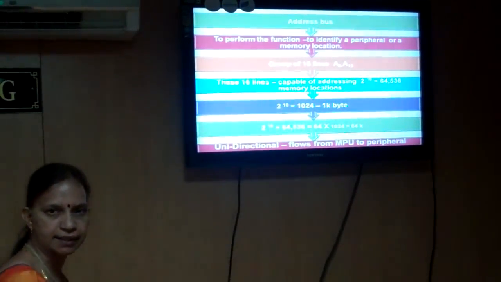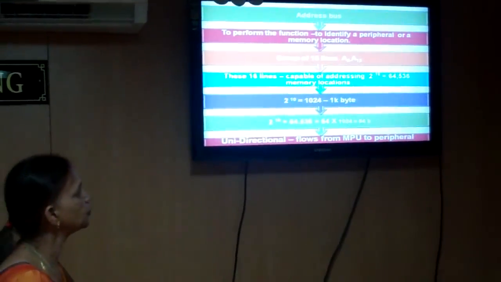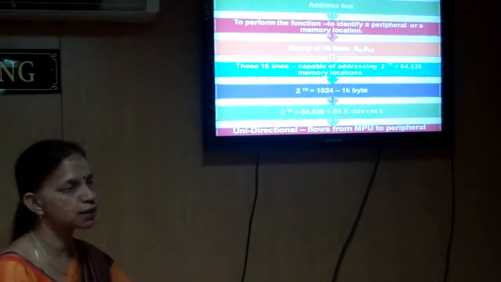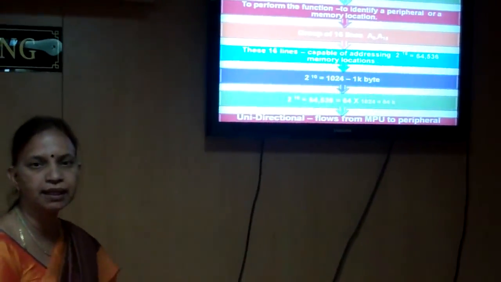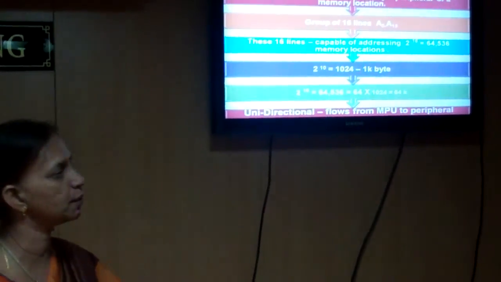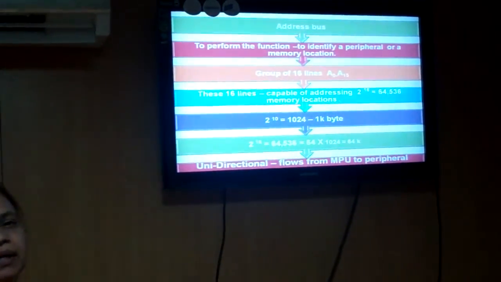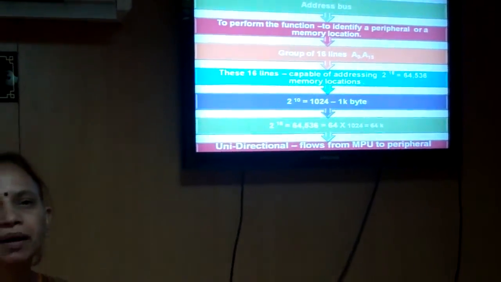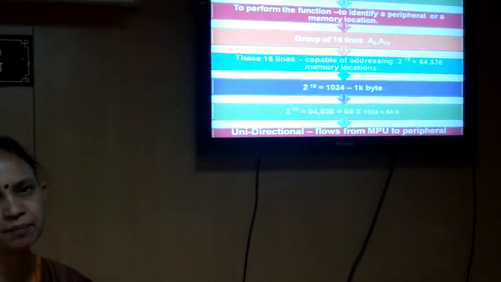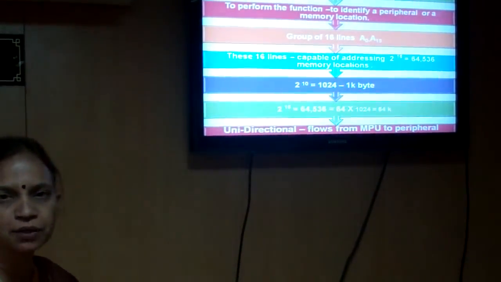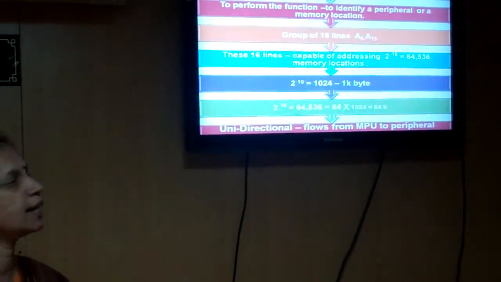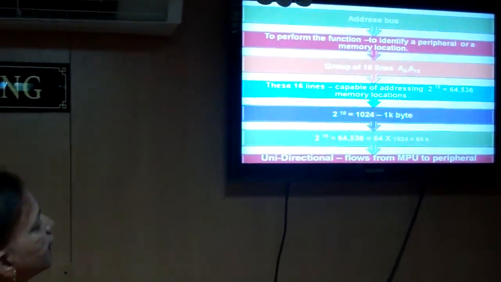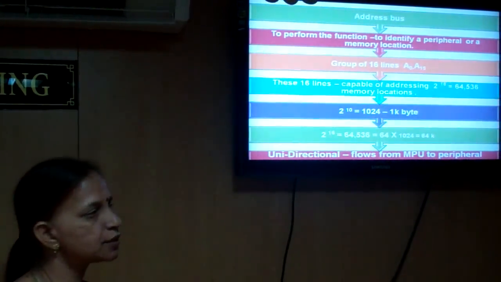In microprocessor architecture, when you have 2 lines, you can access 2 to the power 2, that is 4 locations. If you have 3 lines, you can access 8 different memory locations. Generally, the formula can be expressed as 2 to the power n, where n refers to the number of lines. Since this microprocessor 8085 that we are talking about has 16 lines, it can access up to 64,536 locations.